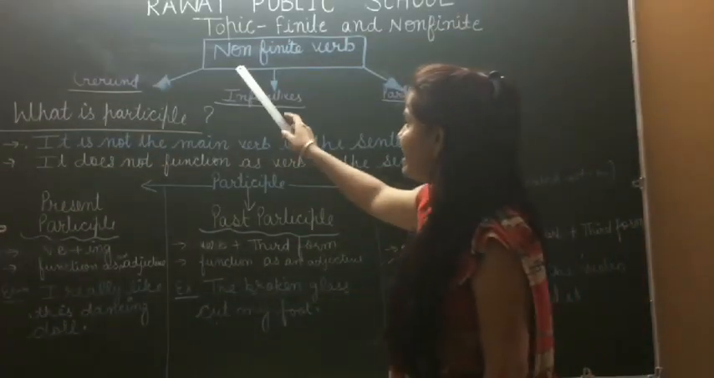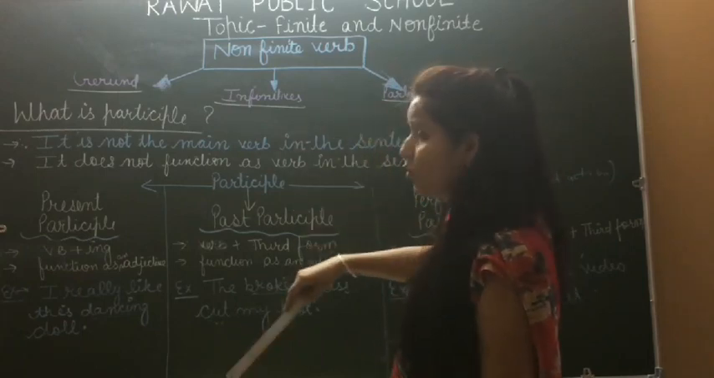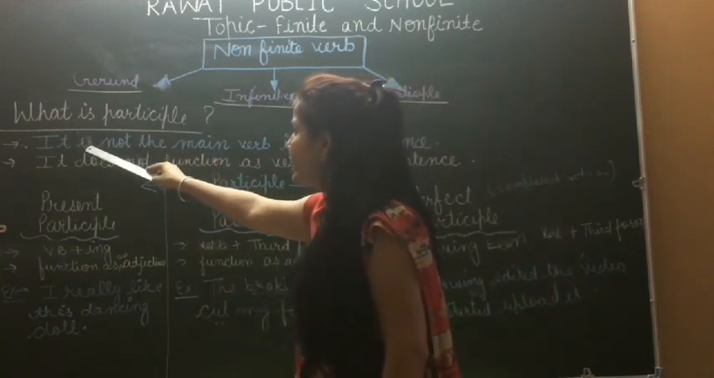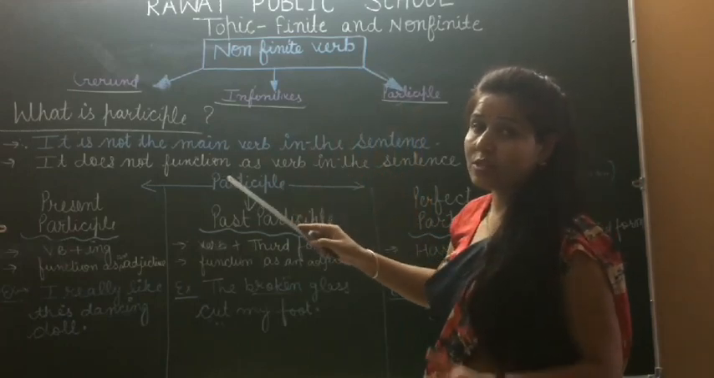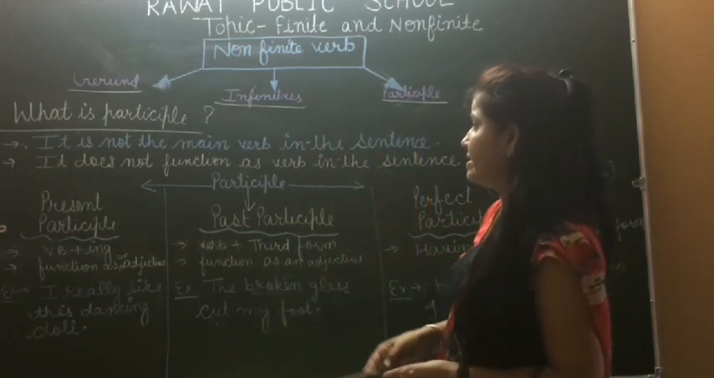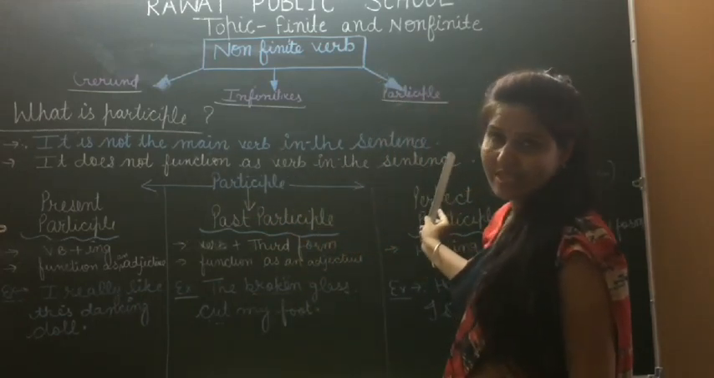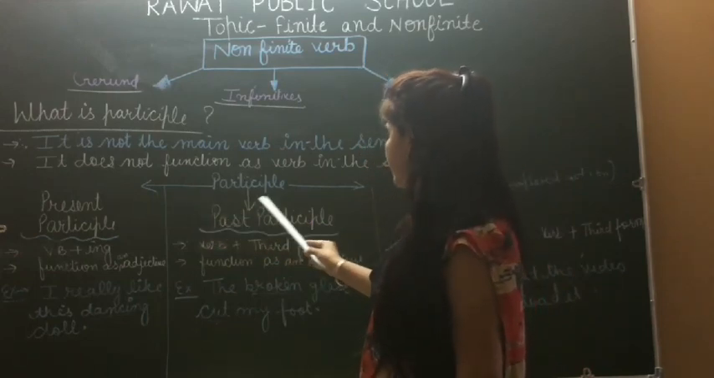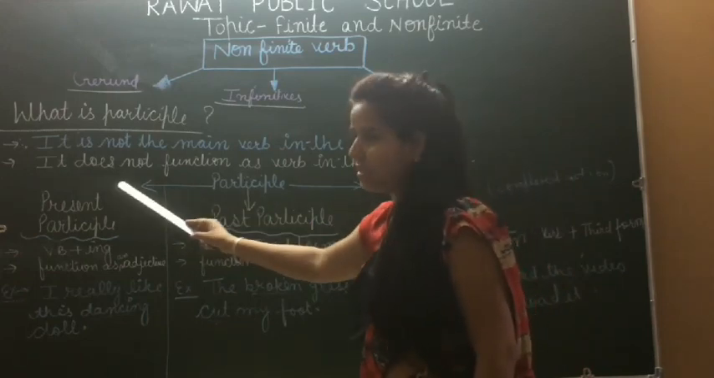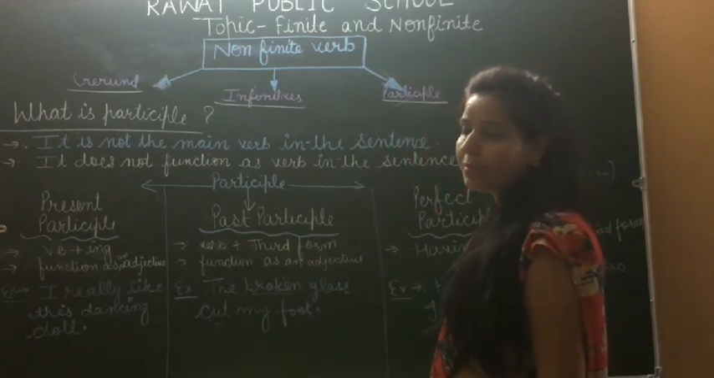Okay, now let's see the third kind of non-finite verb, participle. What is participle? It is not the main verb in the sentence. And second, it does not function as a verb in the sentence. Okay, so there are three participles. Okay, first present participle, second past participle, and third perfect participle.